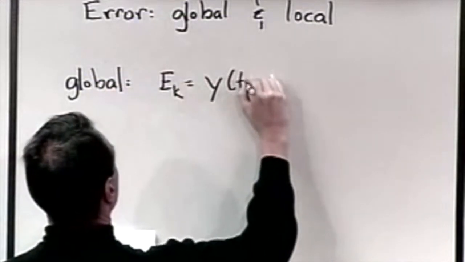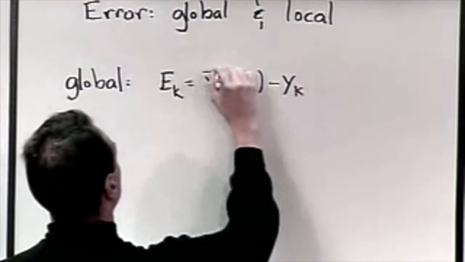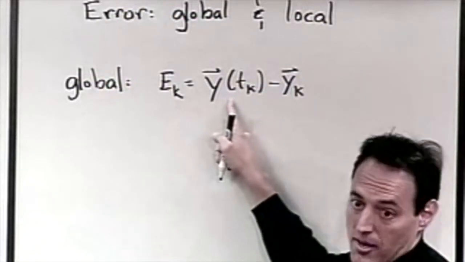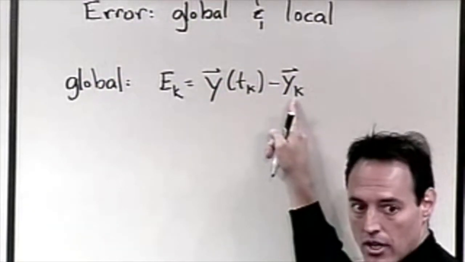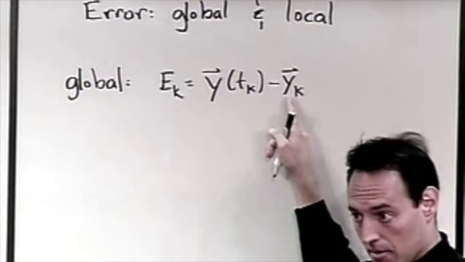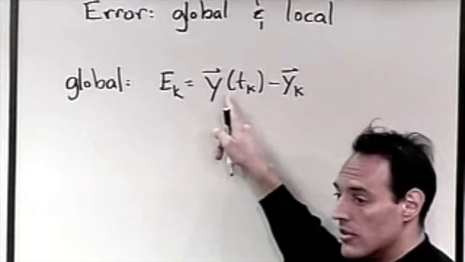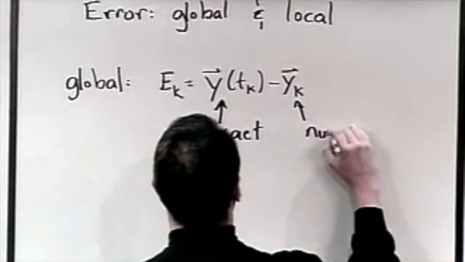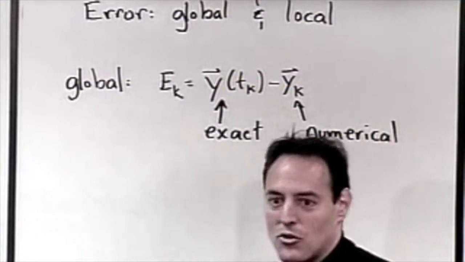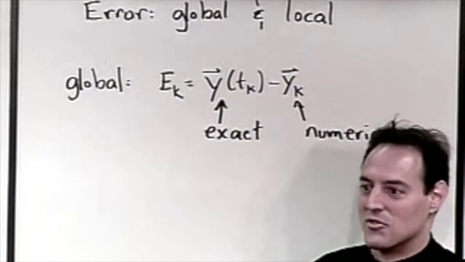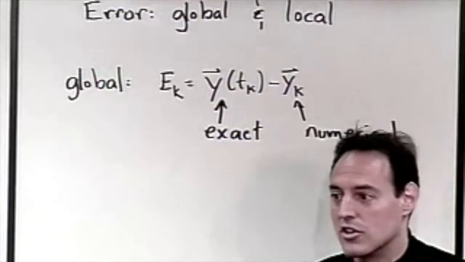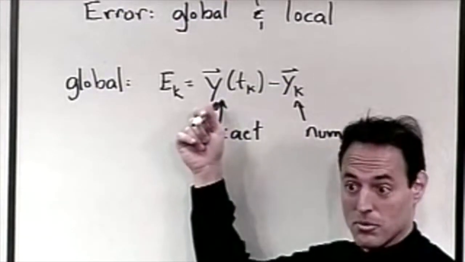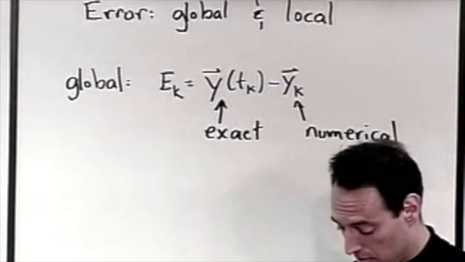Global error is just the exact solution evaluated at the final time, call it t_k, minus your numerical approximation y at time t_k. So this is your numerical solution. This is your exact solution. Of course, you can also ask, if I have the exact solution, this is stupid. But the point is that you typically don't have it. This is just a definition. We'll play around with it, and you'll see how the results go. In general, you don't know what the exact solution is. This is why you're throwing it on the computer in the first place. But that's your numerical solution you get from this iteration process.